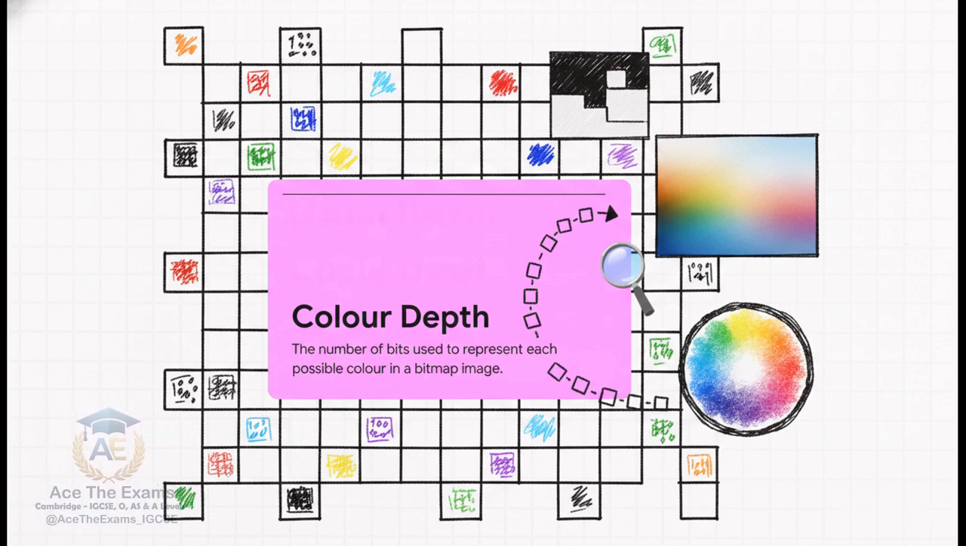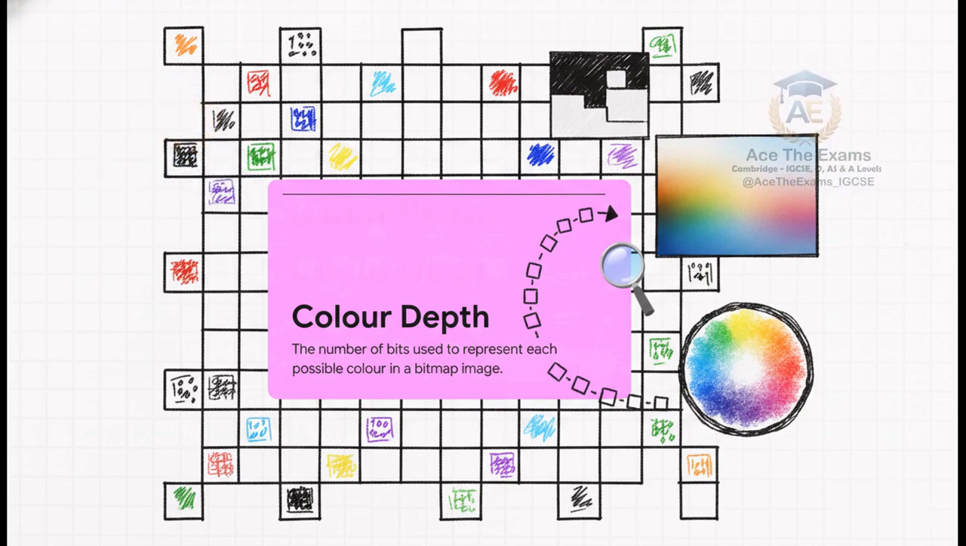Bitmap images are a grid of pixels, and each pixel is a binary number. The key definition here is color depth, the number of bits used to represent each possible color in a bitmap image. Alex gets a question. Explain the effect of increasing color depth. Alex writes, color depth is the number of bits for colors. More bits mean more colors. It makes the file bigger. The examiner says that's a low-level answer.